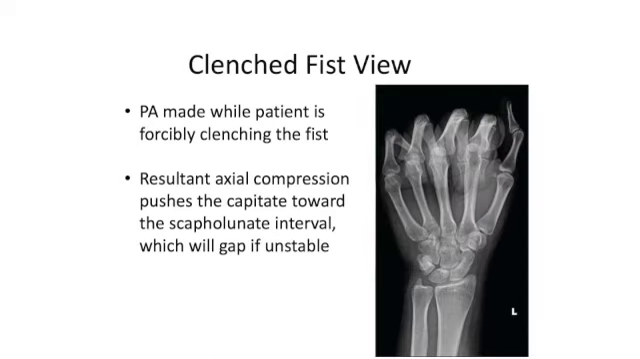So looking at the clenched fist view, this is going to be a specialized view for the scaphoid. Basically it's the PA view, and the patient clenches their fist. What happens is that we actually create axial compression. So we actually take the flexor digitorum longus and flexor digitorum brevis and use them to our advantage to create compression. What will happen if the scaphoid is unstable, meaning that there's a fracture there, or the scapholunate interval is unstable, is you will see a gap.